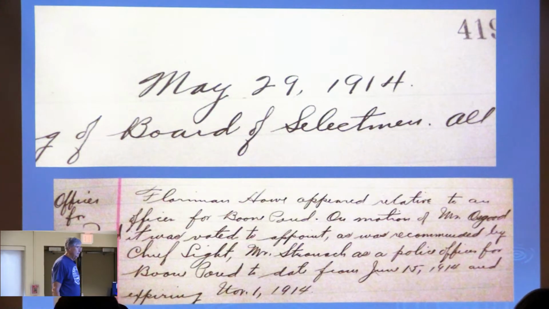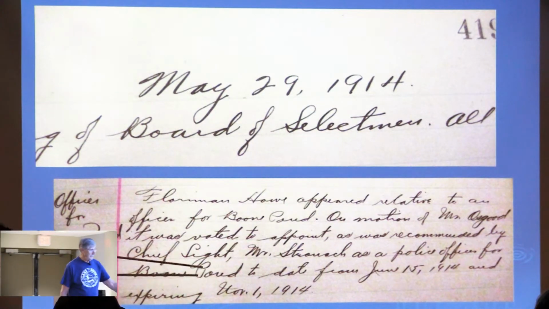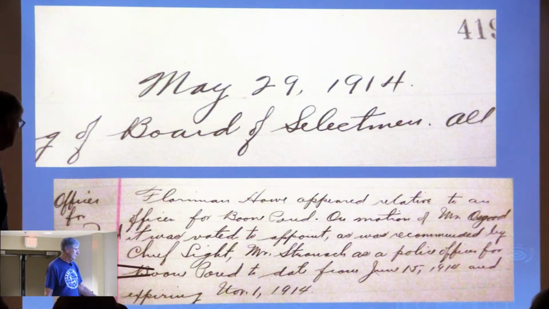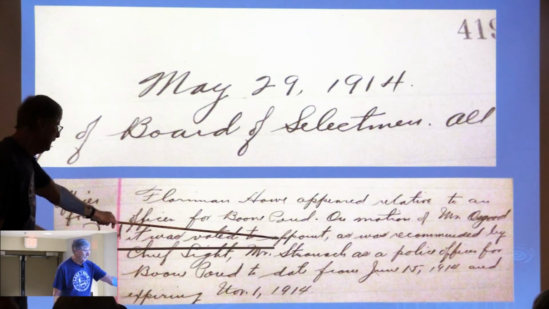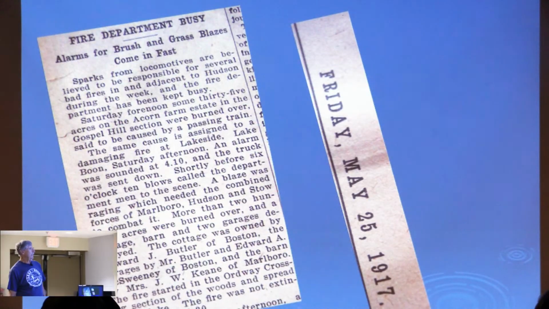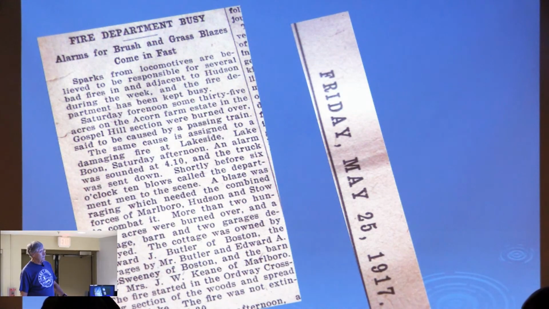Oh yeah, starting to have problems. 1914, it came about: mayhem. Selectmen voted to appoint to Chief Light Mr. Stronach as police officer, and all kinds of problems began to happen.